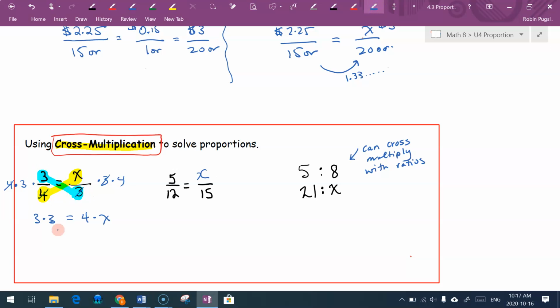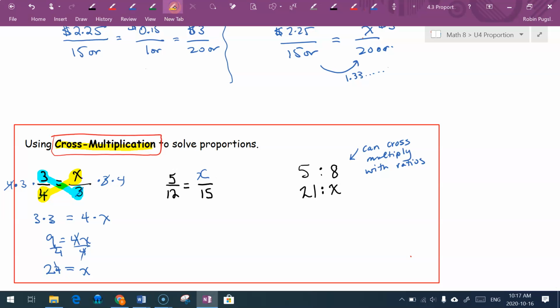So now we have our 9 equals 4x. We divide both sides by 4, and we get x equals 2 1/4. We don't have to work with repeating decimals, and we get a nice answer. Or we could have just taken our calculator and gone 9 divided by 4 and written 2.25, right? Either way. So let's practice this cross multiplication.